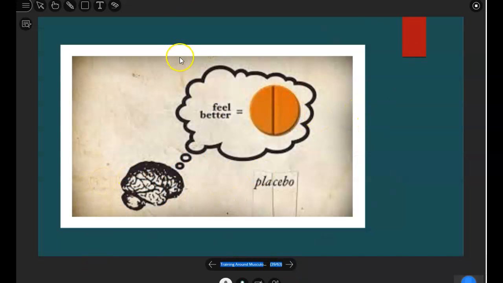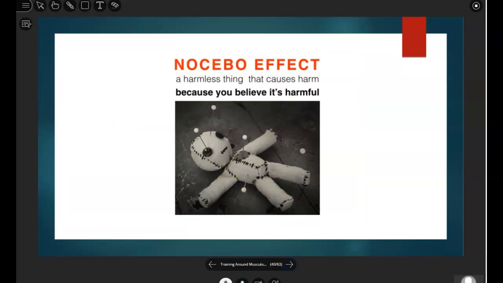So I'm going to guess that all of you have probably heard of the placebo effect. That's when an inert substance actually has positive benefits. So for example, if you had a headache and I gave you a sugar pill and I said it was aspirin, the placebo effect would say that you're going to actually feel better once you take that. Has anyone heard of the nocebo effect?